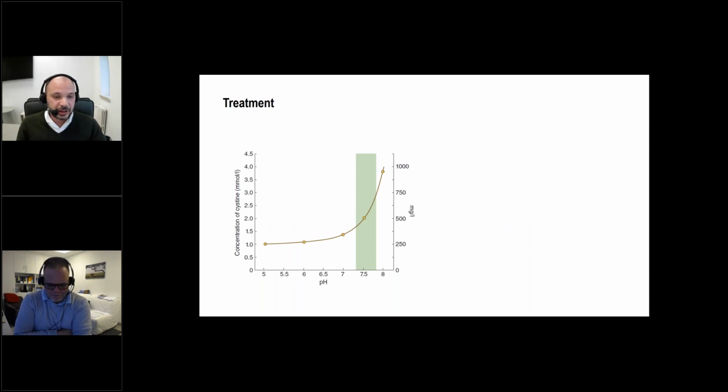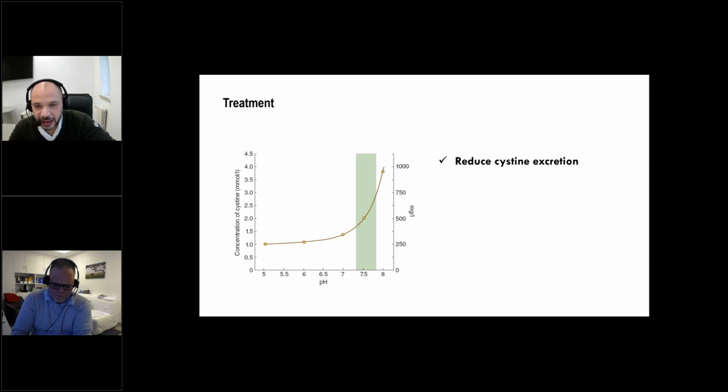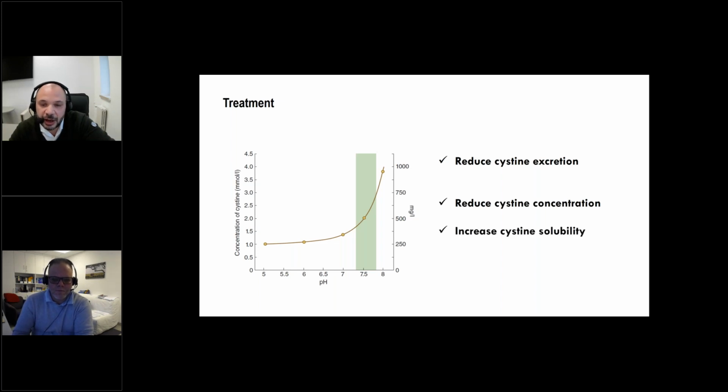Moving to metabolic and medical management, this is really grounded in chemistry. So this is why I summoned again this plot of the theoretical saturation curve. The objectives in the metabolic management are 3, namely to reduce cystine excretion, to reduce cystine concentration, and to increase cystine solubility.